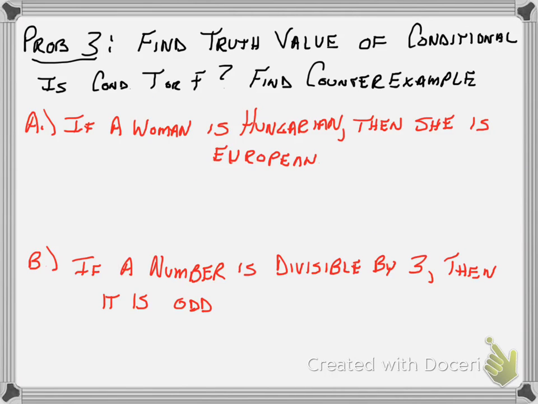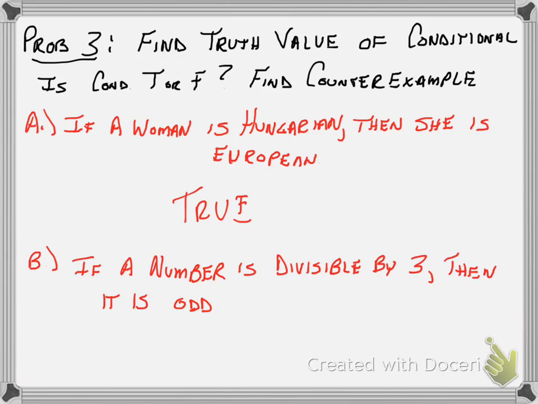Problem 3 is about finding the truth value of conditional statements. Is the conditional true or false? If false, find the counterexample. If true, you don't need to make a counterexample. It's true. But if it's false, you've got to give a reason or a counterexample as to why it's false. A is if a woman is Hungarian, then she is European. If you pay attention in your history classes, you would know that Hungary is in Europe, so this is a true conditional.